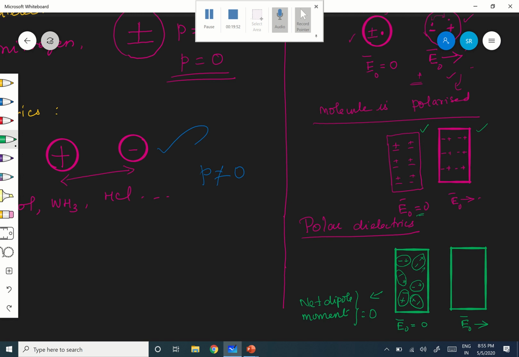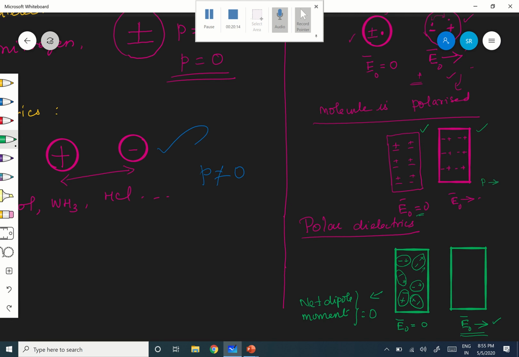And the randomness is because of thermal agitation, but your external electric field tends to align the dipoles. What is the dipole moment direction here? The dipole moment P is also from negative to positive.